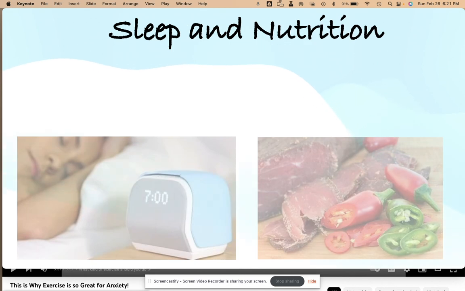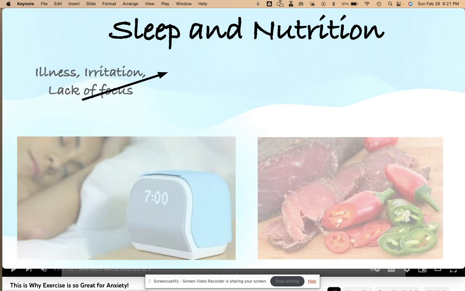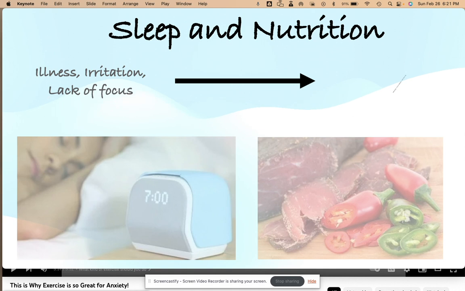Getting enough sleep and eating healthy foods increases the probability that you'll remain in your good stress zone. When we're lacking sleep and good nutrition, our ability to handle even the average stressors throughout our day is much more difficult.